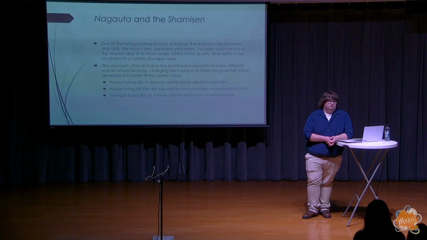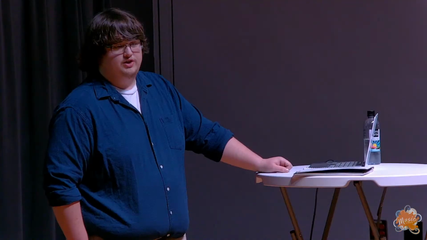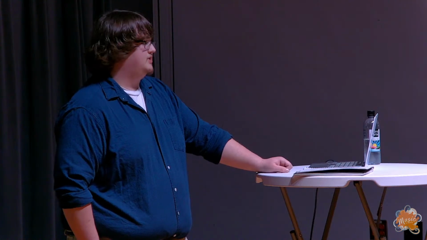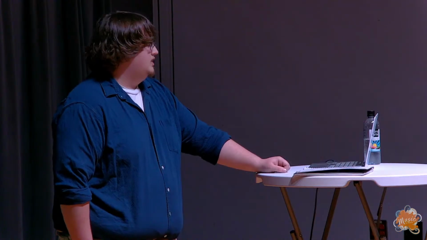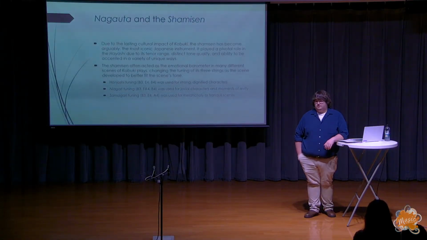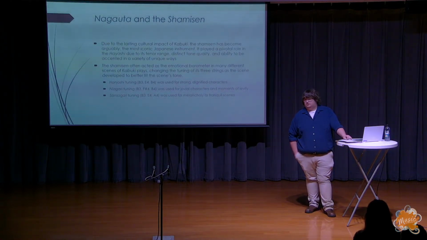It also acts as an emotional barometer in a lot of scenes of kabuki productions, where it will define how we interpret the scene. You'll see performers in videos of kabuki performances changing tunings mid-performance while the rest of the band still plays on. But a couple of examples of these tunings that are often used, we have the Honjoshi tuning, B3, E4, and B4, which is used for stronger, more dignified characters. The Niyagari tuning, which is B3, F sharp 4, and B4, which is used for more jovial characters and moments of levity. And then the Sansagaru tuning, B3, E4, and A4, are used for more melancholy or tranquil scenes.